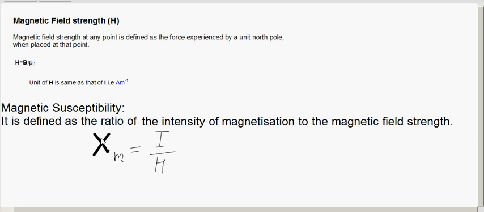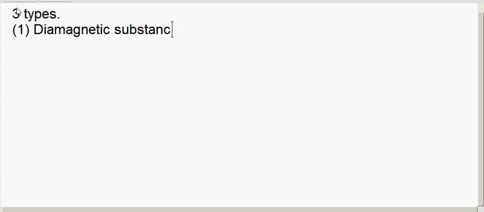Now based on magnetic susceptibility, we can classify the magnetic materials into 3 categories. So next we will see the classification of magnetic materials. Magnetic materials are classified into 3 types. Okay, so the first one is diamagnetic substances. So what are diamagnetic substances?